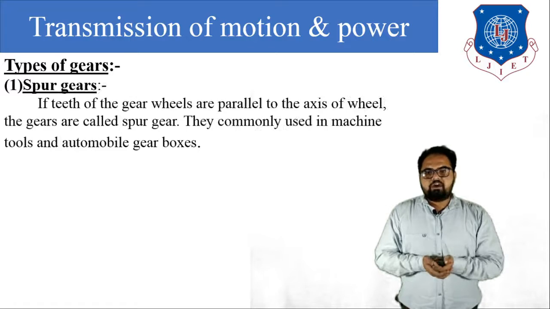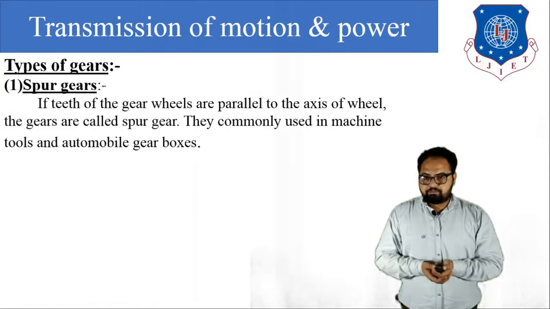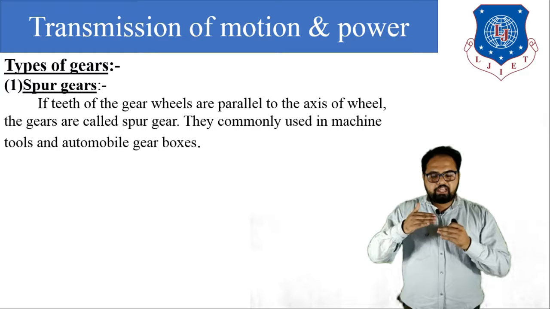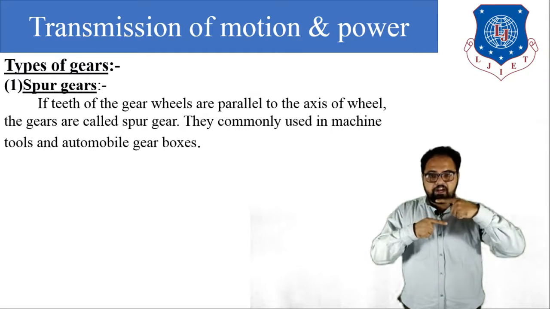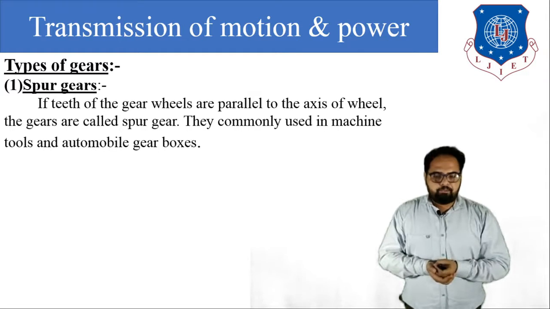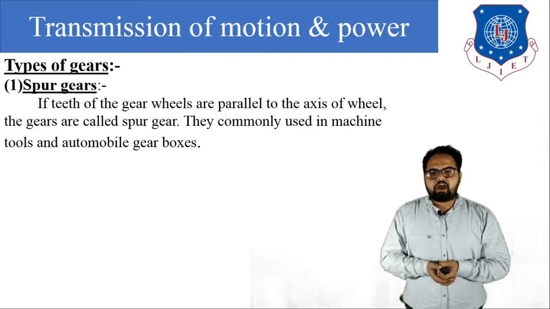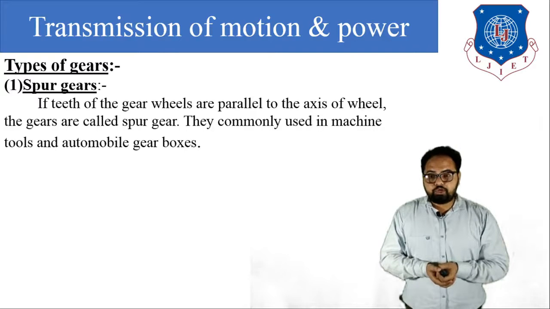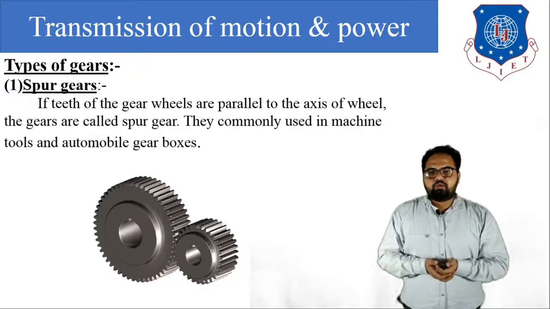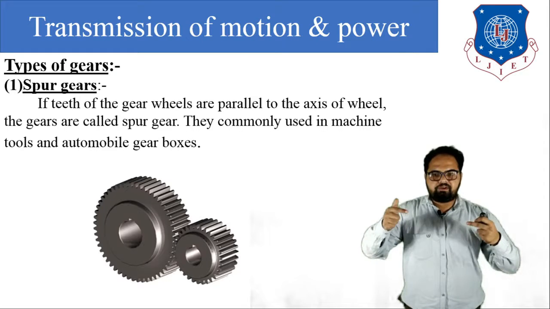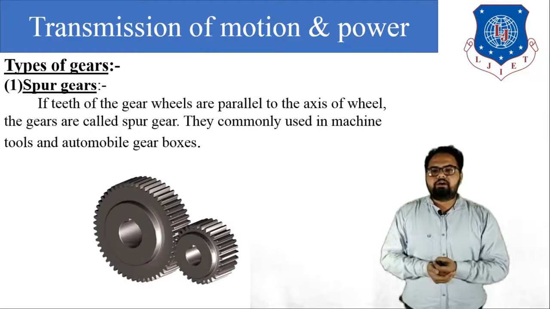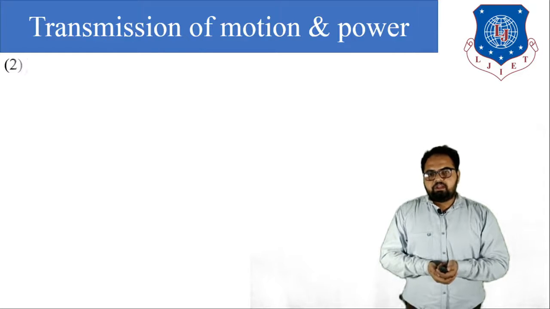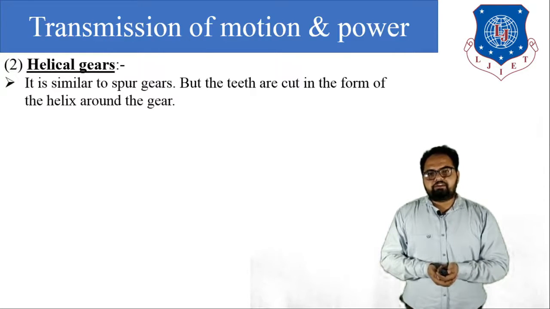So let's discuss. The first gear is the spur gear. In a spur gear, the teeth of the gear wheels are parallel to the axis of the wheel, and this type of gear is commonly used in machine tools and automobile gear boxes. Here in this figure you can see that the teeth of the gear wheels are parallel to the axis of the wheel. Next is the helical gear.